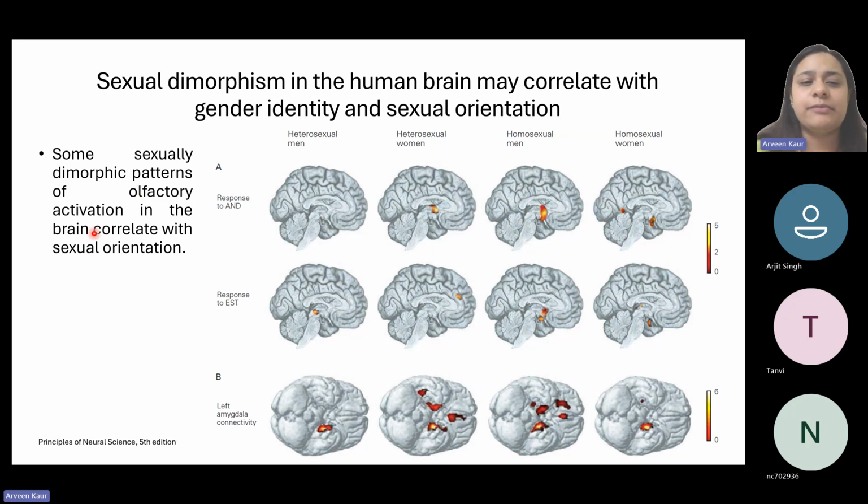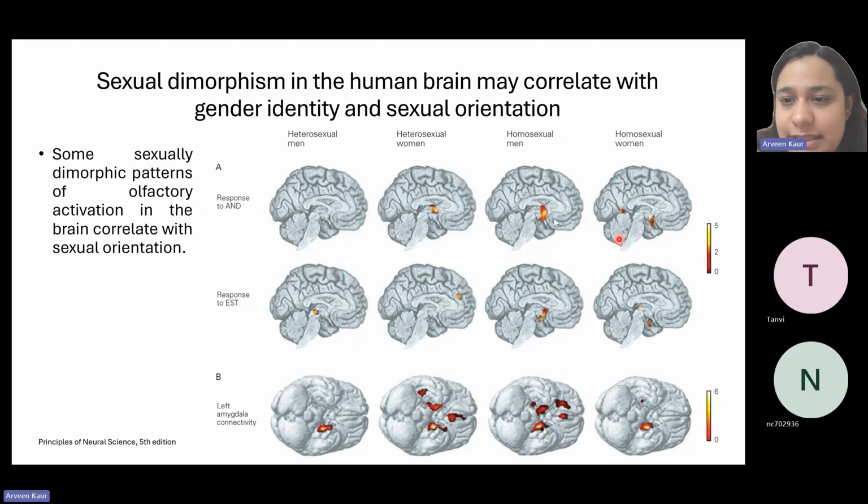There are some sexually dimorphic patterns of olfactory activation in the brain, which also correlate with the sexual orientation of a person, right? For instance, over here you can see a response to an olfactory stimulus, and the response is very similar in homosexual men and heterosexual women, right? It is almost stimulating the same area in this case.